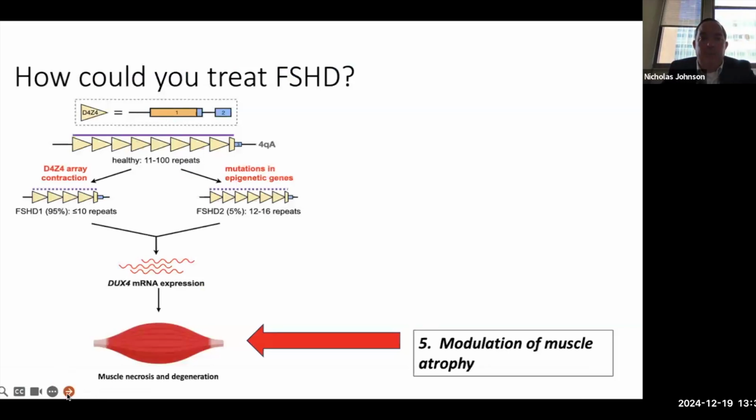All right, we are moving right along. So we will have plenty of time for questions. The last program to talk about is the modulation of muscle atrophy.